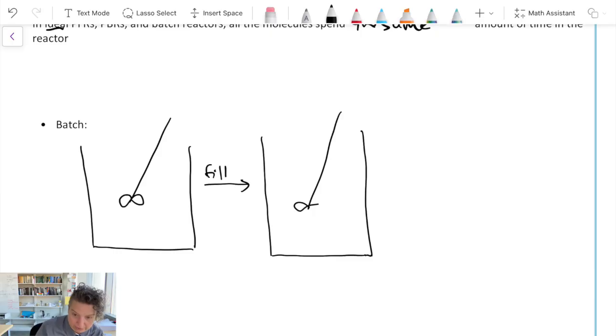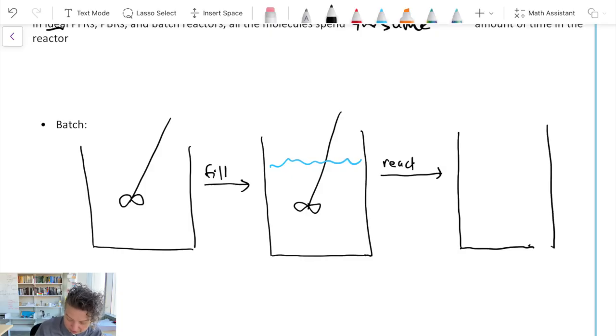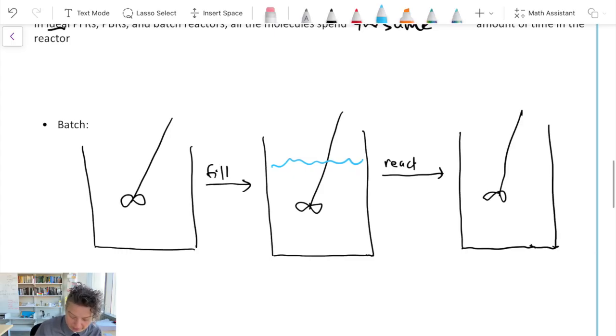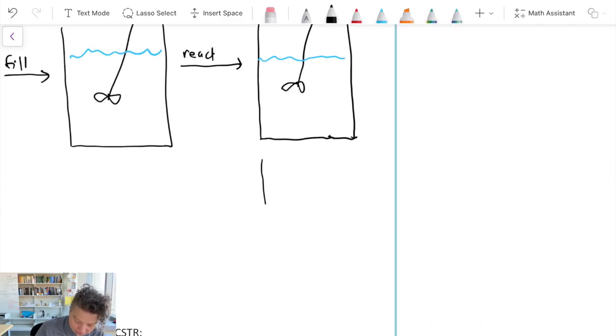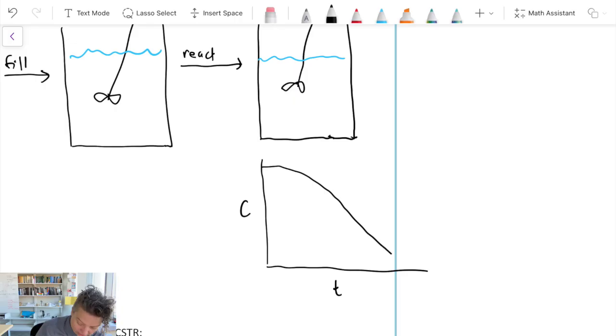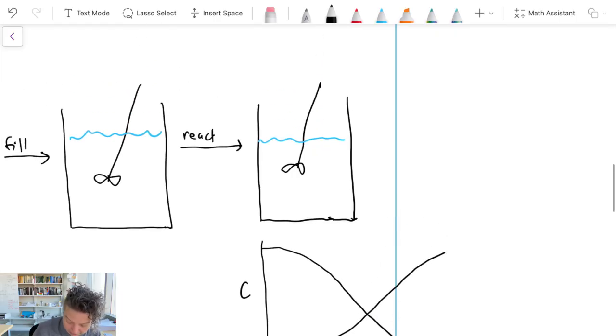So we fill the reactor. After we fill the reactor, then we let the reaction run. So turn on the stir, heat up to catalyst or to reaction temperature, etc., and let the reaction run. So now we're reacting. As we react, if we took concentration versus time, our reactant concentrations are decreasing and our product concentrations are increasing. Once we achieve some desired conversion, what we do is empty the reactor.